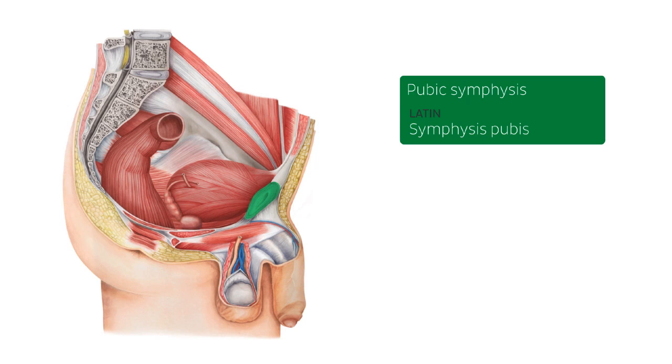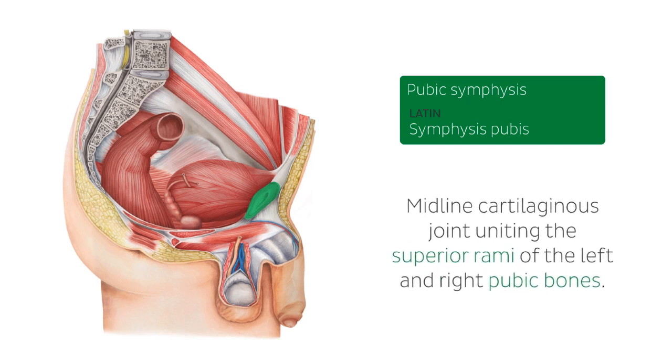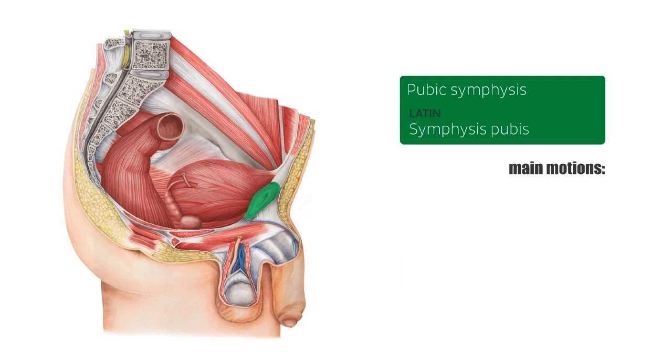You're going to be looking at this image throughout this tutorial, so it's worth highlighting here the pubic symphysis, which is an important midline cartilaginous joint uniting the superior rami of the left and right pubic bones. This structure is located anterior to the urinary bladder and superior to the external genitalia. As you can clearly see here on this image, this is the urinary bladder, and this is, of course, the male genitalia.